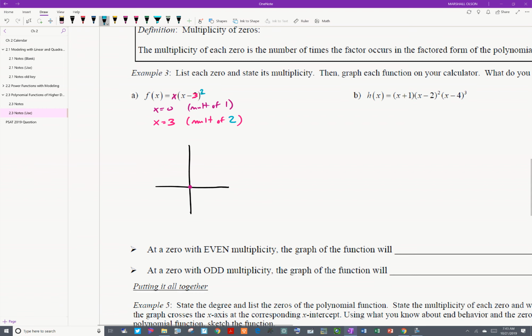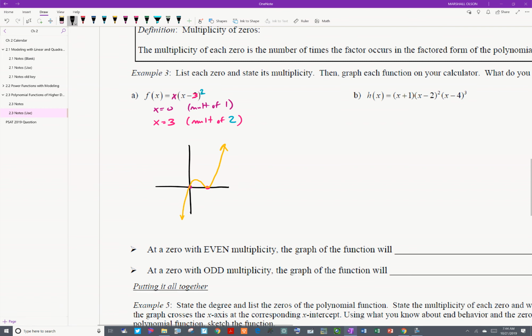So what that means is at 3, well right there, since it has an even multiplicity, we're going to be tangent to the x-axis there. So this thing's going to look a little something like this. Does that match with what we would think about its end behavior?